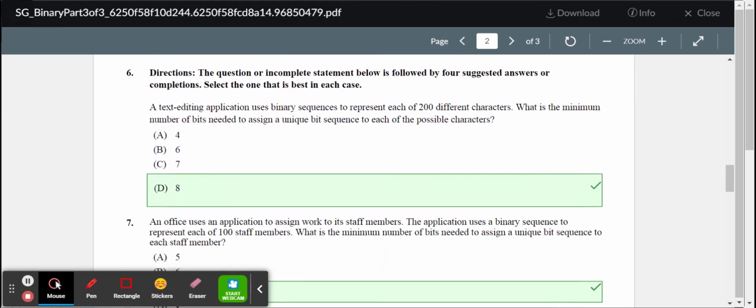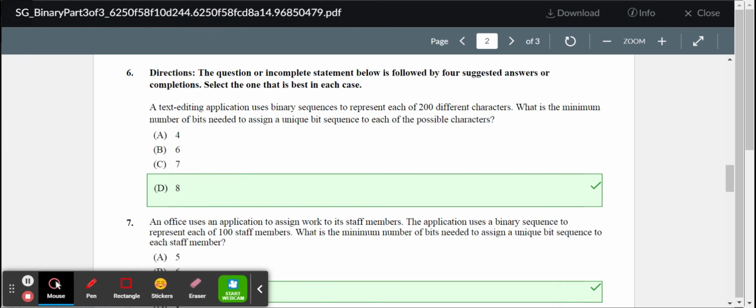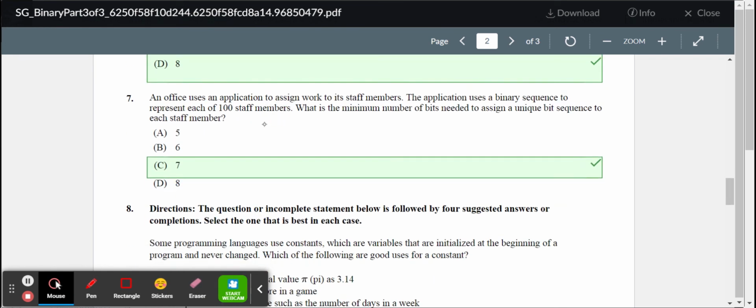All right, a text editing application uses a binary sequence to represent each of the 200 characters. What's the minimum? It's got to be 8. We had the same one before. Remember, this was 126. This is 256. Or sorry, 128. So it's gotta be D. Okay, an office uses an application. So now we have 100 staff members. This is 128. So what's half of 128? That's going to be 64. 64-bit, not enough. Just enough.